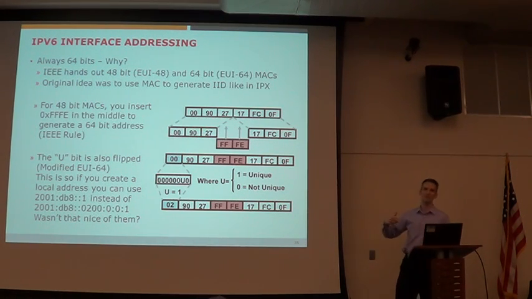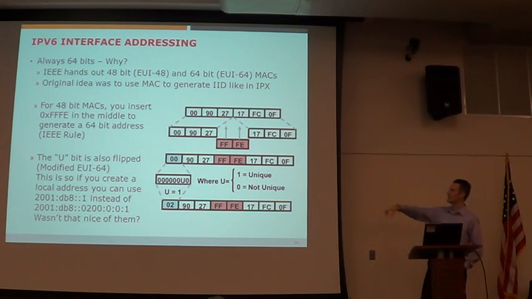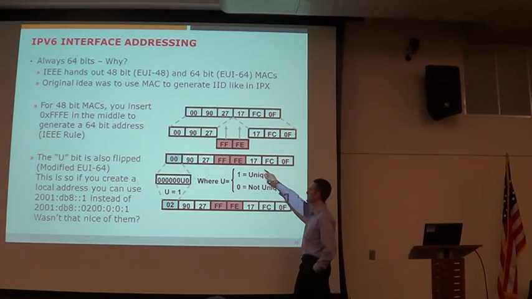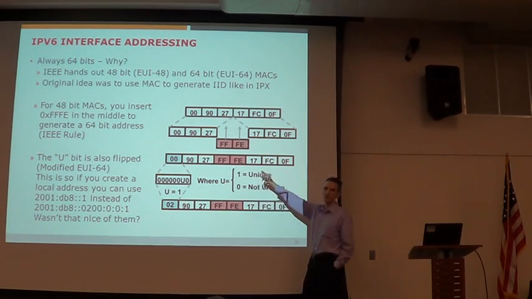If you don't have a 64-bit address, like Ethernet, then you have to add FFFE in the middle to basically convert it to a 64-bit hardware address. So that's all that is. That's where this FFFE in the middle comes from.